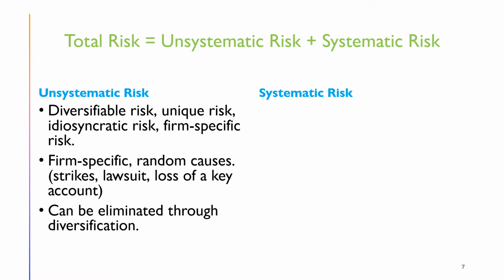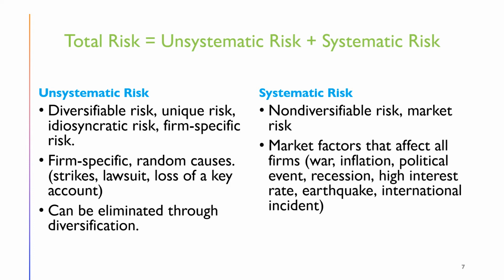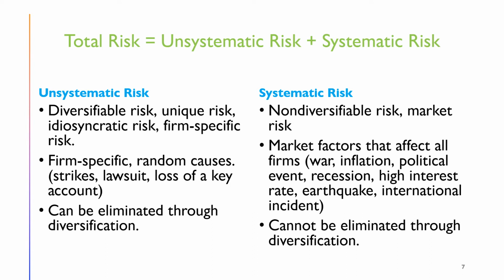On the other hand, systematic risk is also known as non-diversifiable risk or market risk. Systematic risk stems from factors that systematically affect most firms. For example, war, inflation, political event, recession, high interest rate, earthquake, or international incidents. Systematic risk cannot be eliminated through diversification.